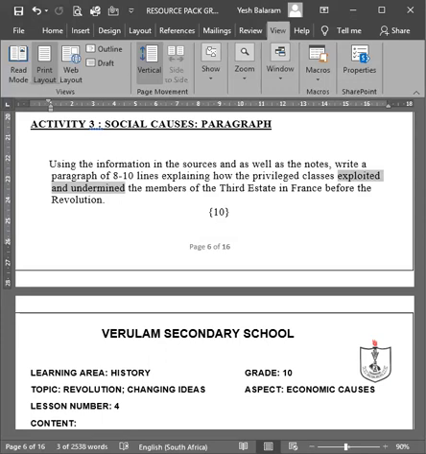You should have a concluding sentence that's short, but referring to the question again. And your concluding sentence should tie up all the information that you have included, which refers to then the abuse and exploitation and undermining of the members of the third estate. That then concludes essay writing on the causes of the French Revolution.